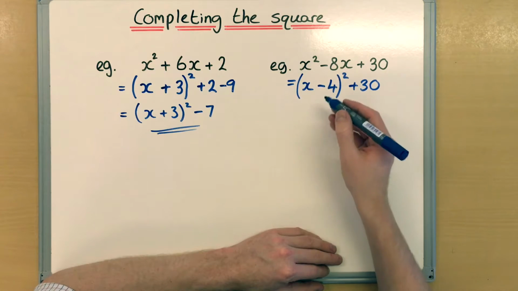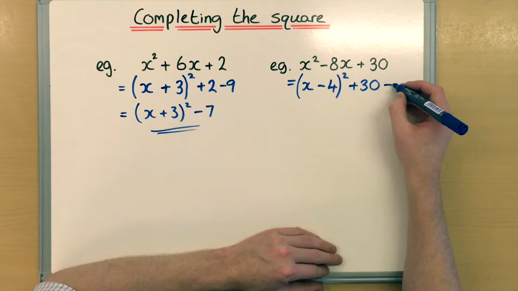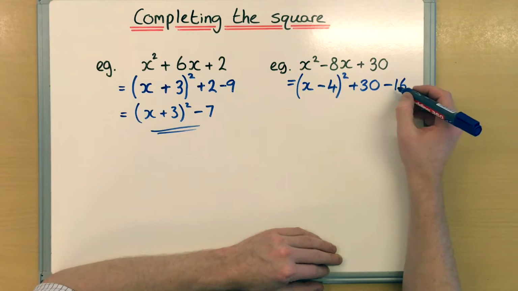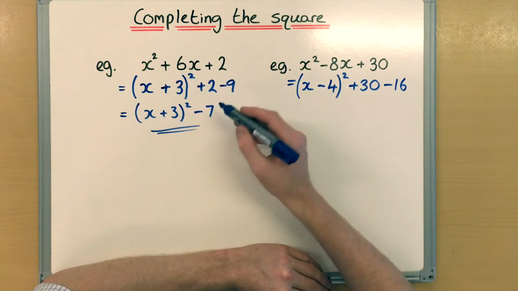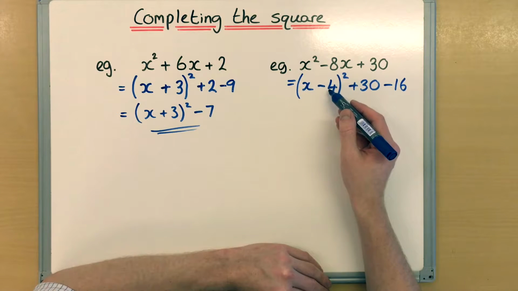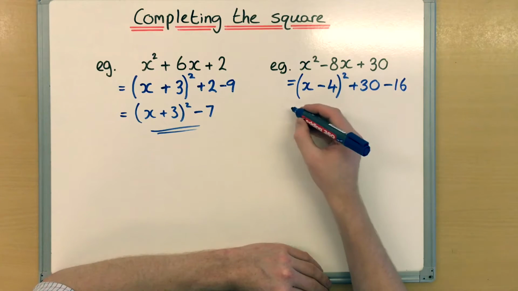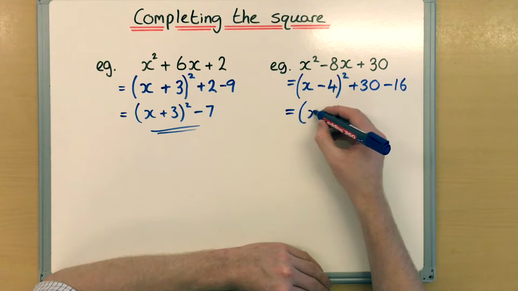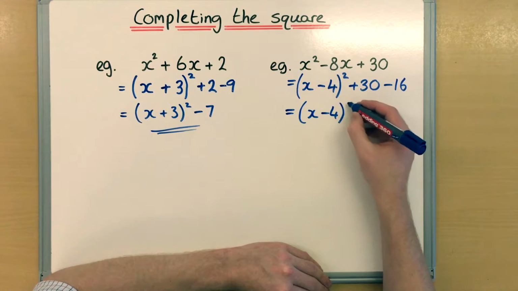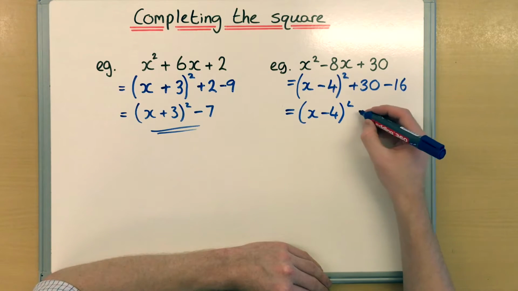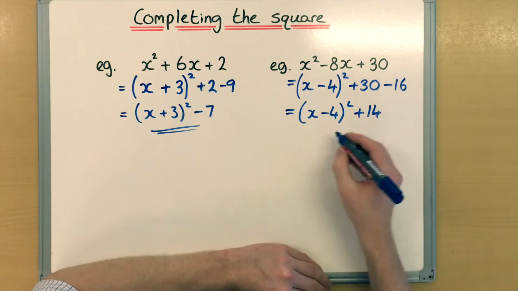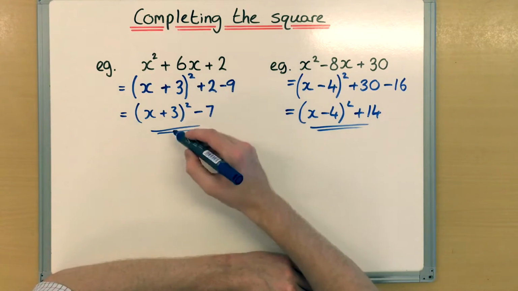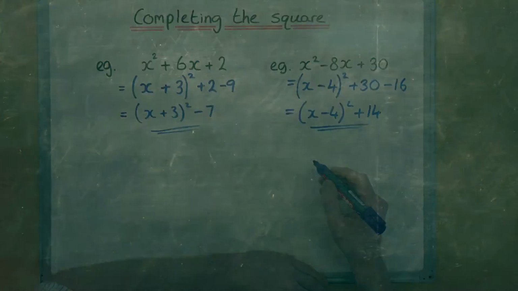It doesn't matter if it's negative, when we square it, it's going to become positive, and we always take away there. So when it was plus 3, we square it and take away. When it's minus 4, we square it and we still take away. So that gives me x minus 4 squared plus 30 minus 16, that's plus 14. And there we go. Both of these expressions I've now written in completed the square form.